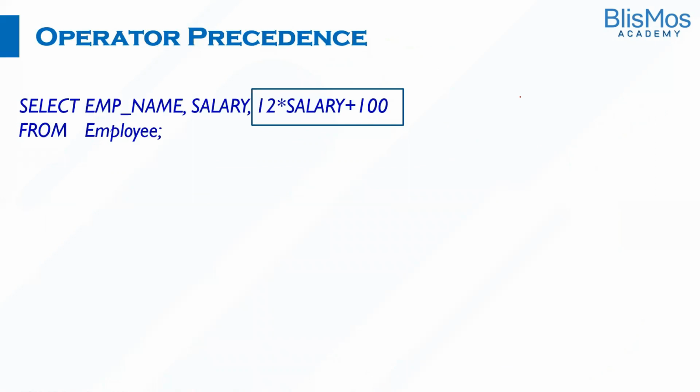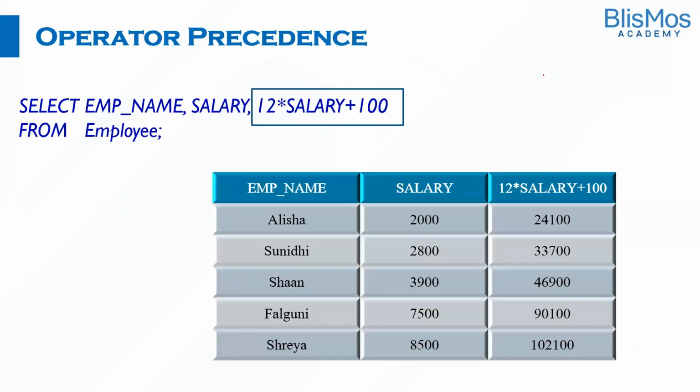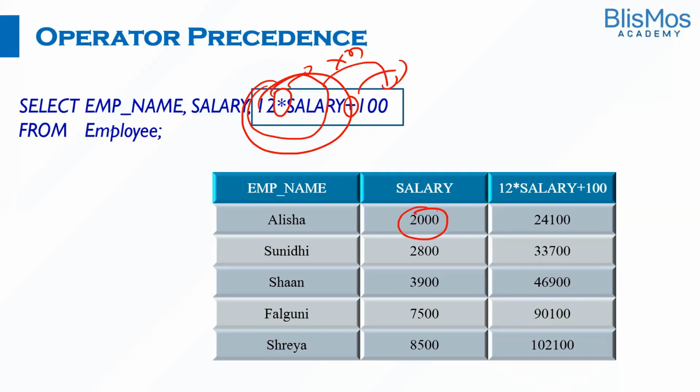So what will happen here? What are the different operations here? We have multiplication. Star is nothing but multiplication. We have an addition. Can you think of what may happen here? First, the multiplication will be performed. Then for the output coming from this multiplication, 100 is added. For example, here 2000 into 12, that is 24,000. Then plus 100, that makes 24,100. I hope you got the clarity now.